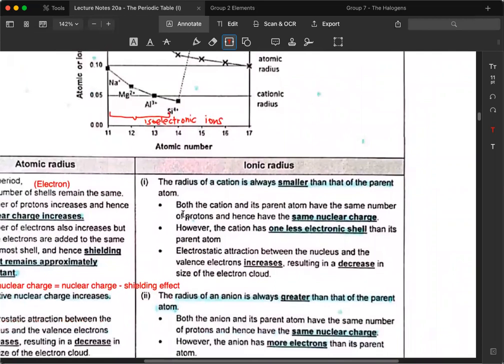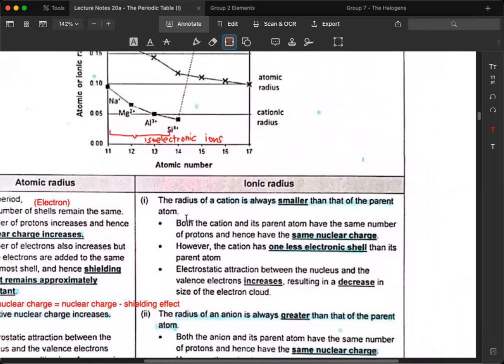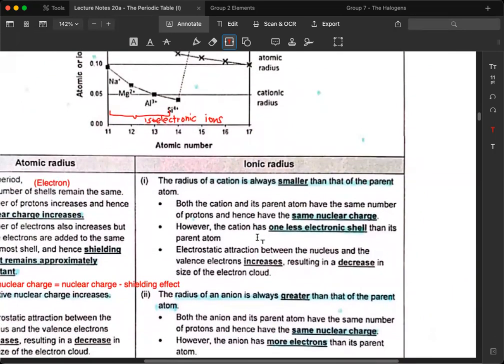That is because both the cation and the parent atom have the same number of protons, but the cation has fewer electrons and fewer electronic shells. Normally the cation will have one less electronic shell, but the number of protons remains the same, so the nuclear charge remains constant. So, same nuclear charge, but one less electronic shell.